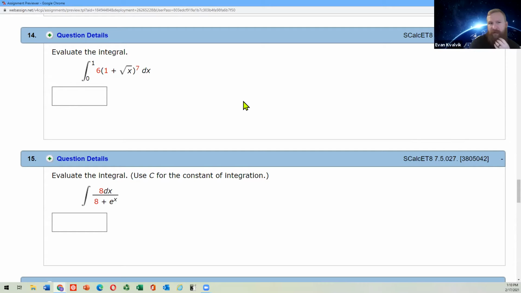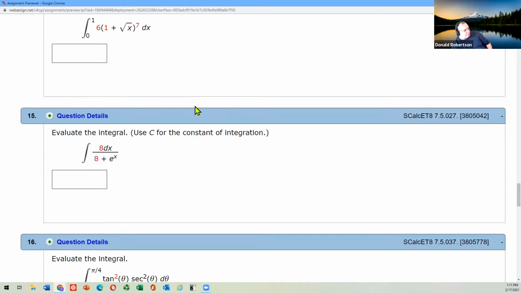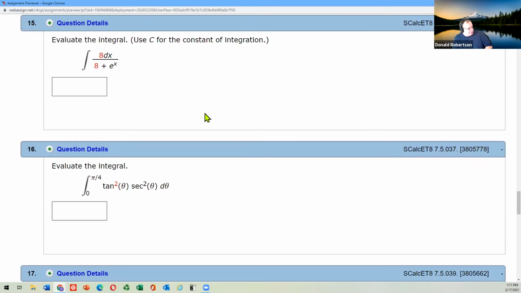One plus the square root of x. Yeah, and just trust the math. It's a heck of a long question, but that's what you would do at the start. What would you do in 15?